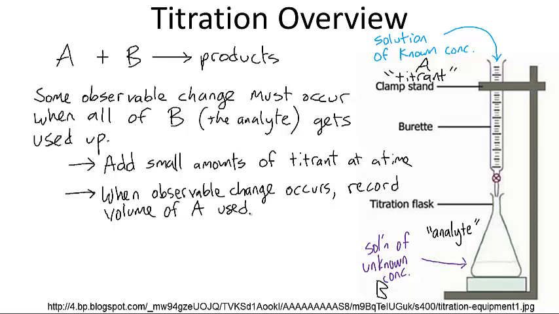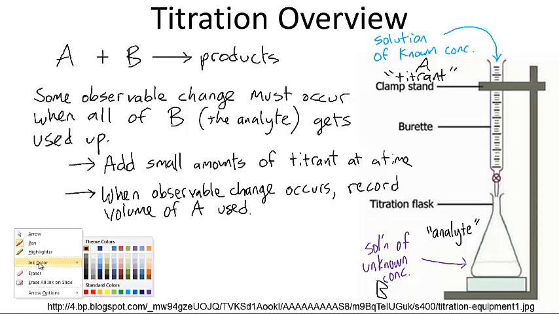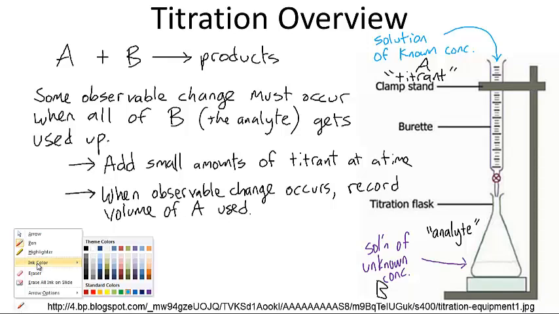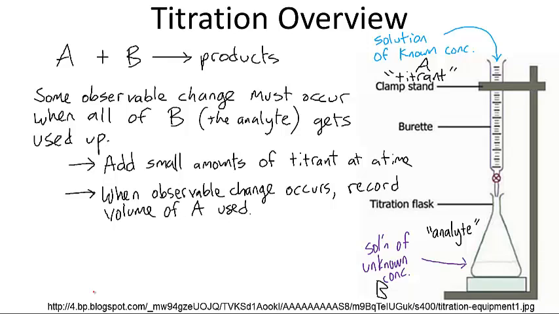Question? All right, so the question is, how do you know when B is depleted? It's going to differ for different kinds of titration. So when I say observable change here, I'm being a little bit vague, but just to give you some specifics. What do you think the most common observable change is going to be? What's the easiest observable change to actually observe when it happens to a solution?